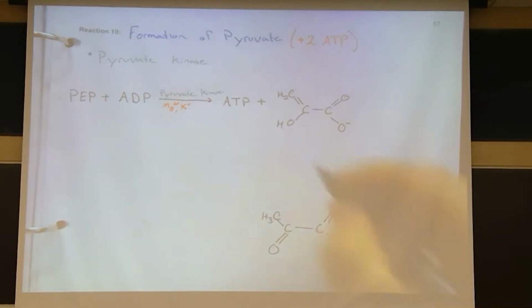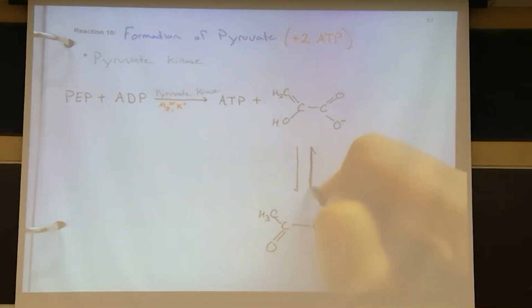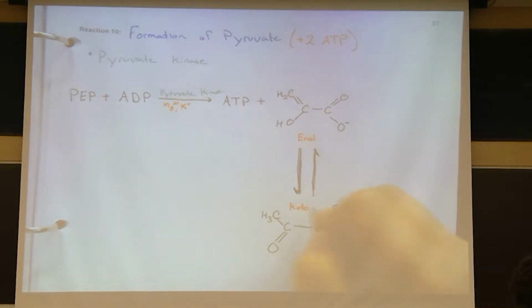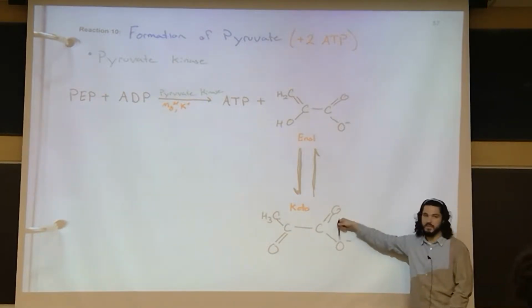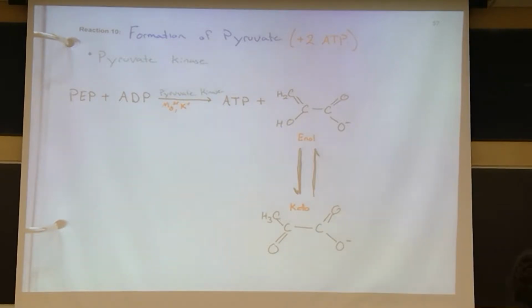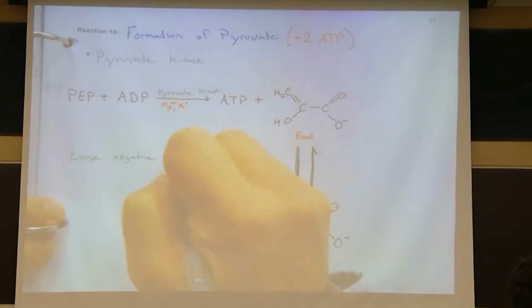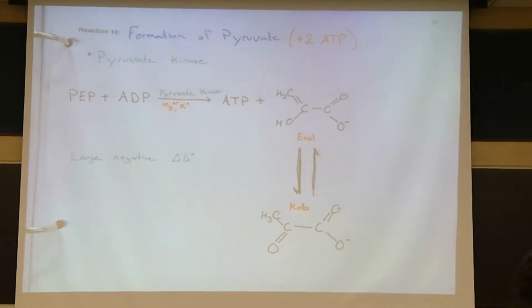How could you relate these? Enol form versus keto form. Right? The stable form of pyruvate is the keto form. And it is not even close. Equilibrium drives this very, very far this way. So this helps explain two things. Actually, it helps explain one thing. A very large negative delta G naught.